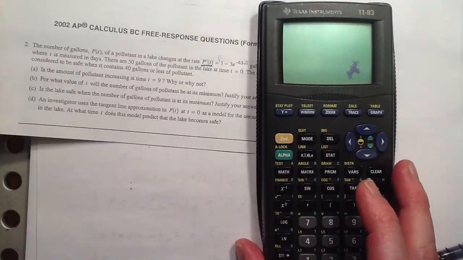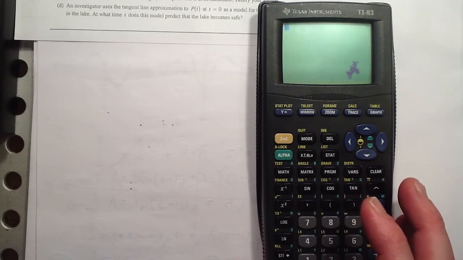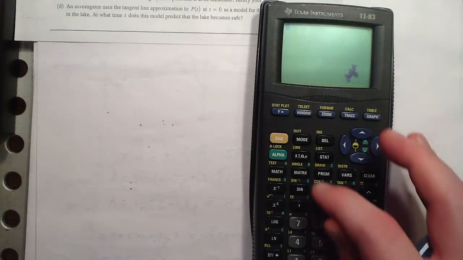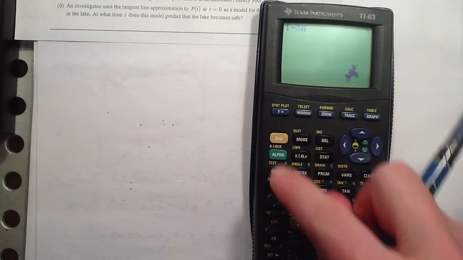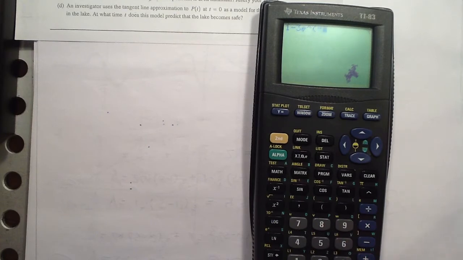All right. Is the amount of pollutant increasing at time 9? Well, this is the rate right here. So I think we just want to plug 9 in here, right? Is the amount of pollutant increasing at time 9? We just want to see if this is positive or negative. So let's plug 9 into that. We get 1 minus 3e to the negative 0.2 times the square root of 9, which is 3.